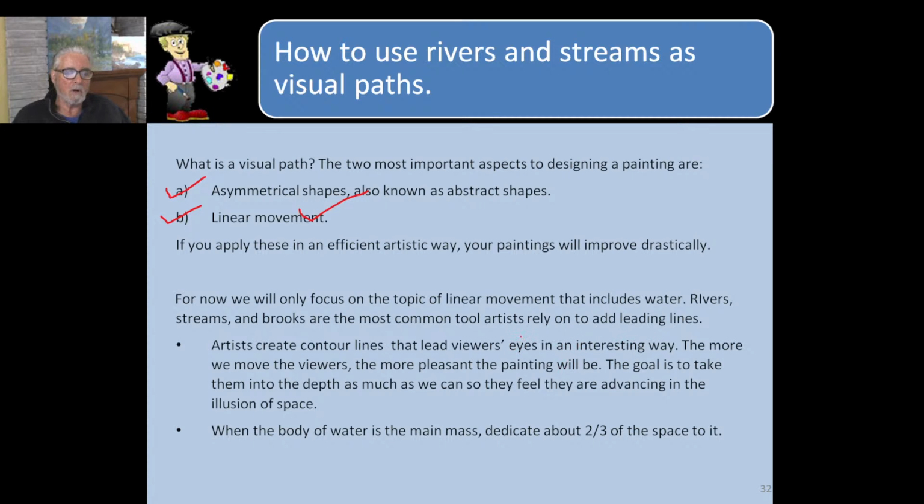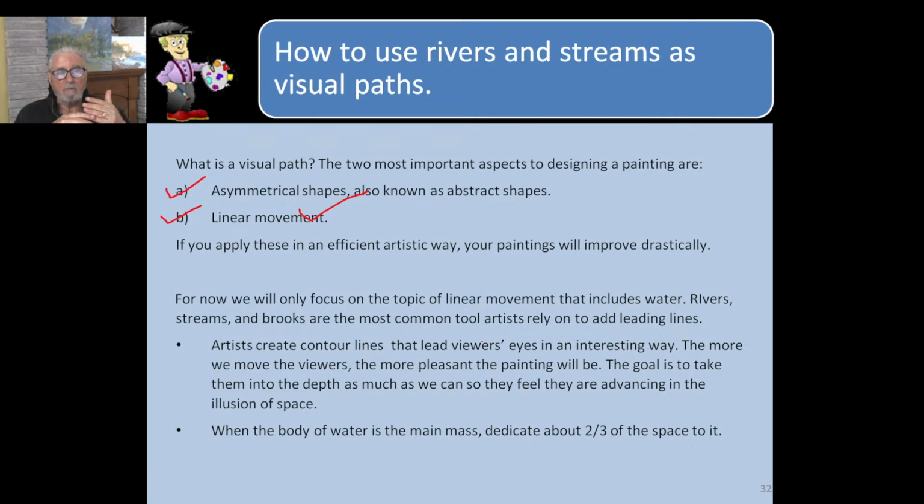Okay, so artists create contour lines that lead viewers' eyes in an interesting way. The more we move the viewers, the more pleasant the painting will be. From all my experience, I've come to this conclusion: the success in a painting is not in its realism. It's in how pleasantly you're moving the viewer throughout the painting. Not only in water, but in tree lines, tree contours, everything that has to do with eye movement. When the viewer feels that there's a rhythmic, melodic eye movement, the viewer adopts the painting and says, I like that painting, it looks real, I feel like I'm living in it, I'm visiting that place.